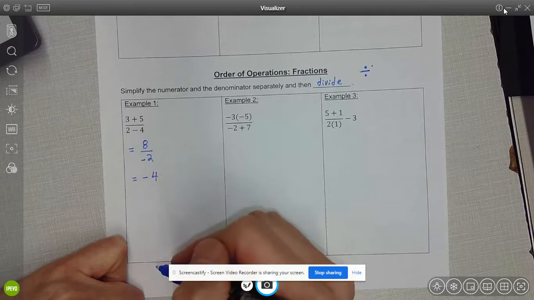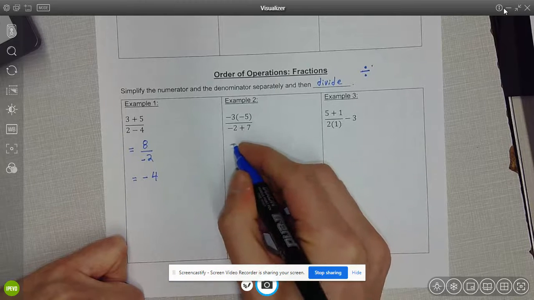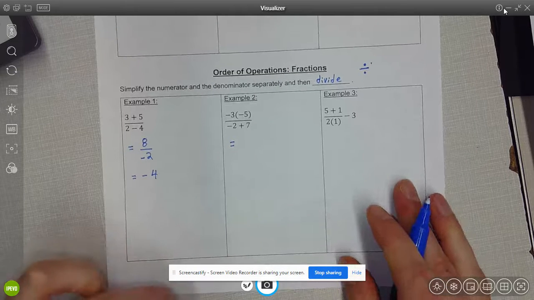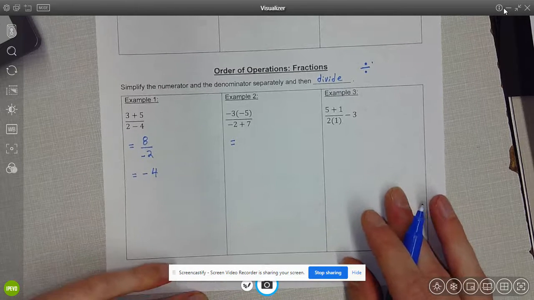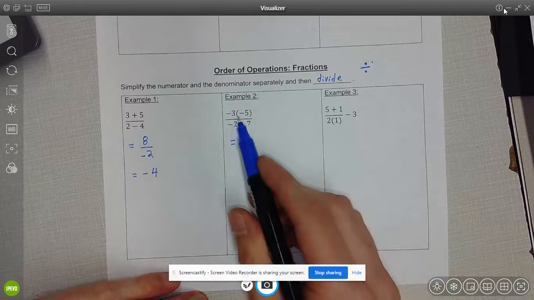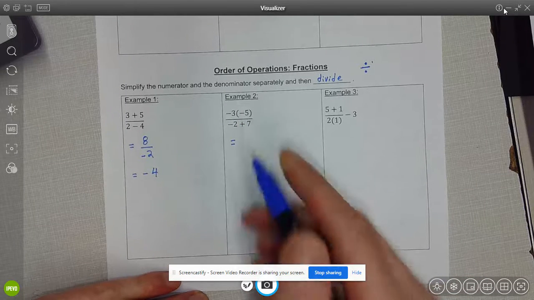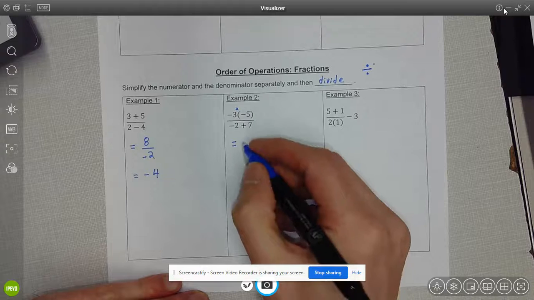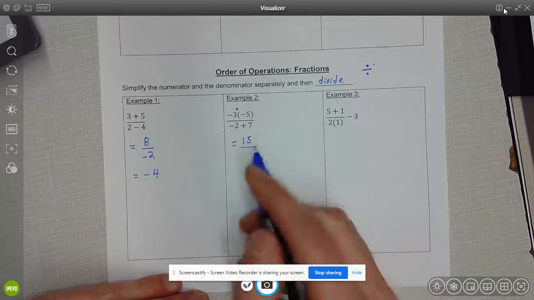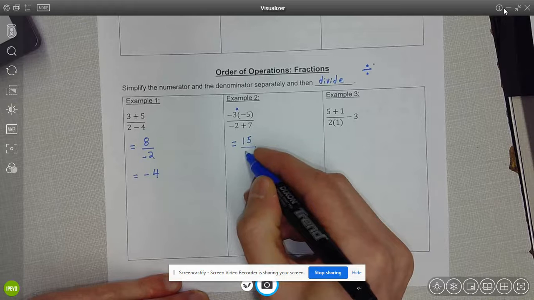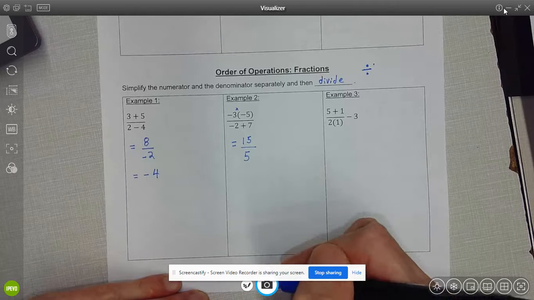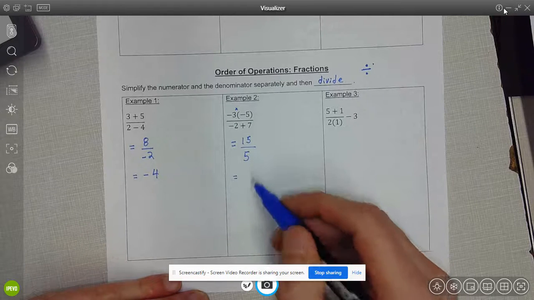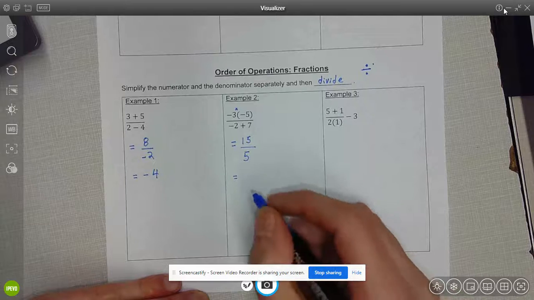Let's do a couple more examples. Again, we did these in class, so just a little bit more review. I know some of you were absent or away on the last day before the holiday break. On the top, I have 2 numbers next to each other with no symbol. That means I have to multiply. Negative times negative, my answer is going to be positive. 3 times 5 is 15. Negative 2 plus 7, we can use our number line. I have a positive 5. Once I've simplified the numerator and the denominator to just one number, then I can divide. 15 divide 5 is 3.